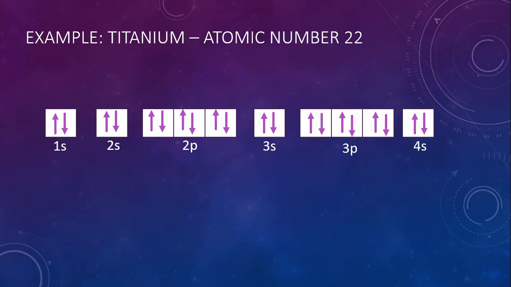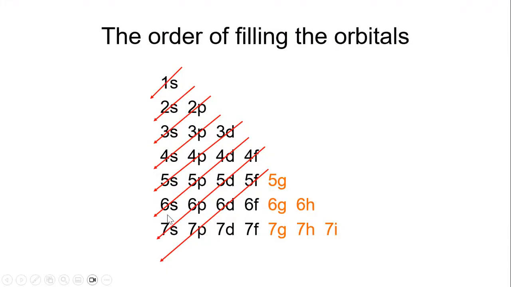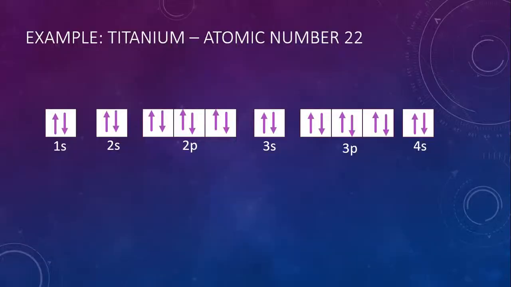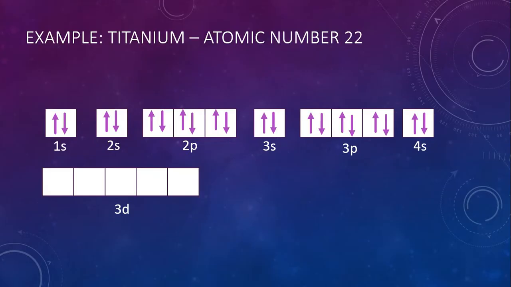So we go back to our pyramid, which I keep going back and forth to. I should have made this closer. And after 4s, what comes next? Wrap back around, it's the 3d. So let's go ahead and put the next ones in the 3d. D has 5 orientations, so D gets 5 blocks. And we take the 2 electrons we have left over.